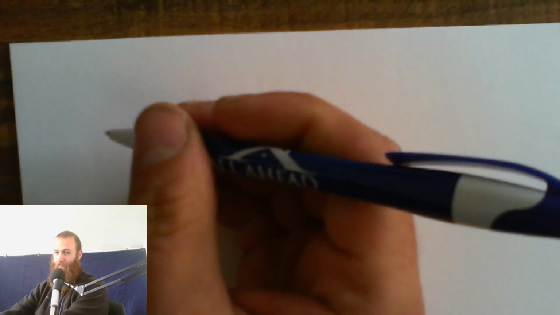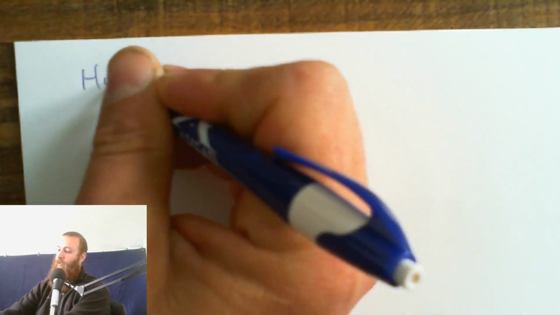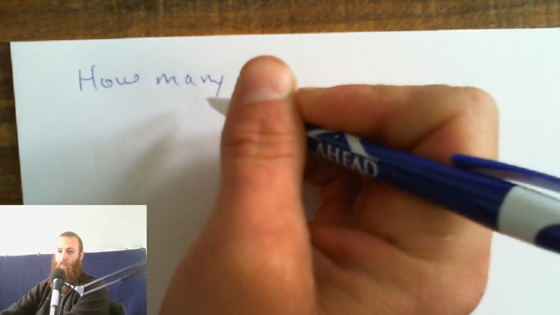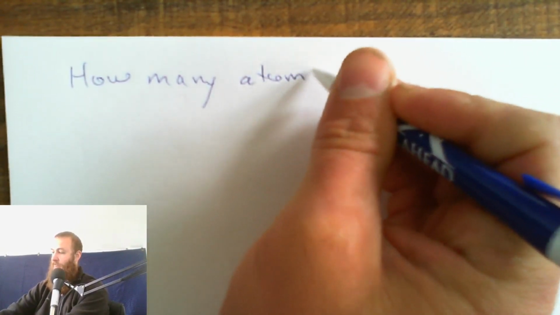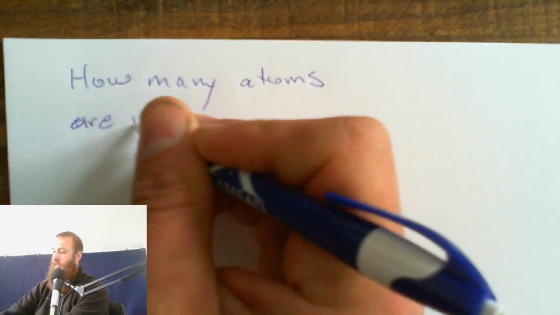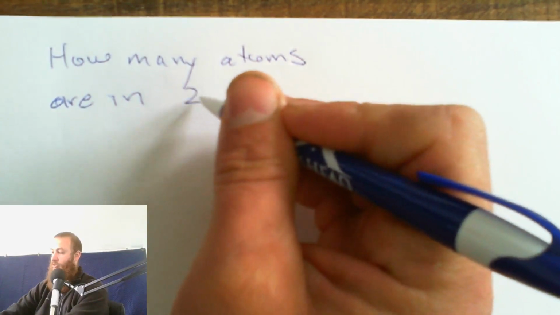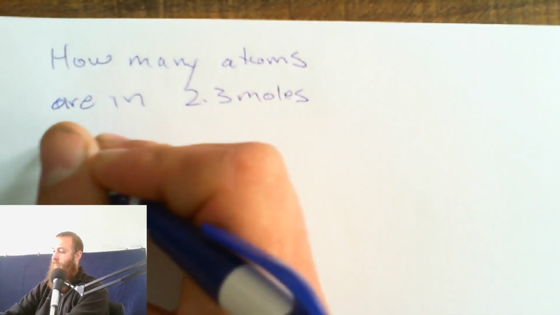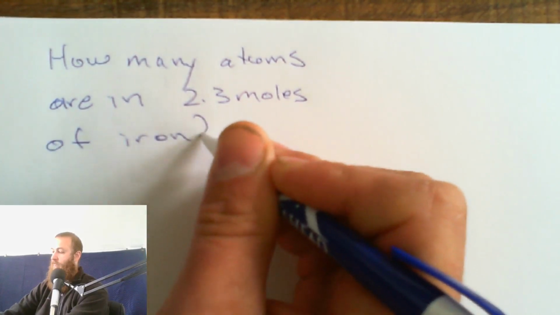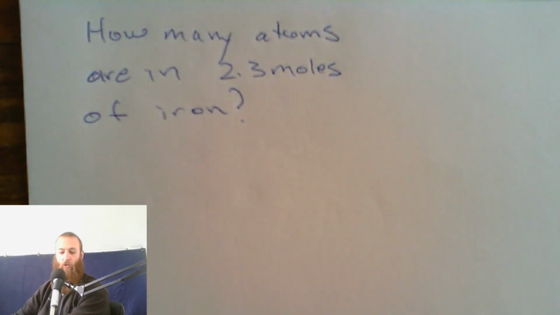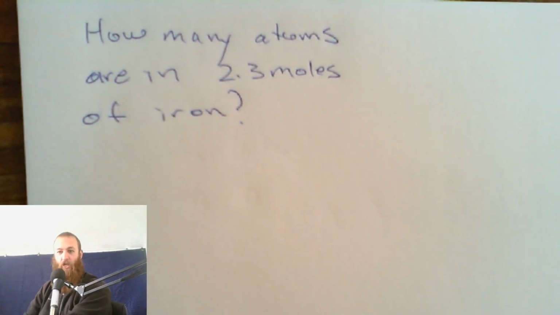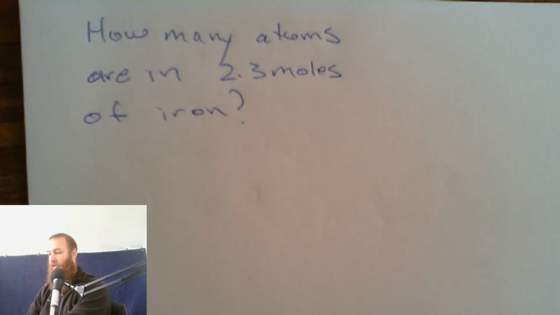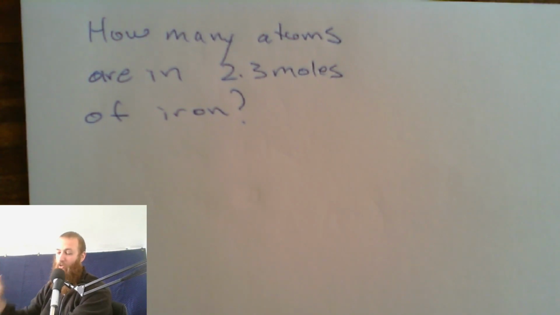All right, let's say, how many atoms are in, let's say, 2.3 moles of iron? Very reasonable, very straightforward, short question. This is an easier question compared to some of the ones we're going to see soon. So here's what you got. Those conversion factors that we've been talking about, whether it be the molar mass or Avogadro's number, you just got to be able to figure them out. They're not going to be included in the question.